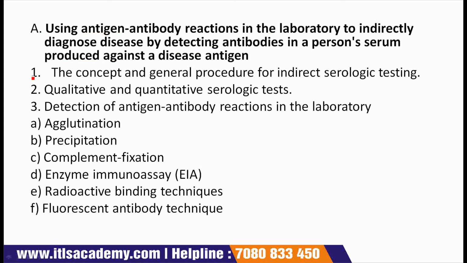First point is the concept and general procedure for indirect serological testing. As stated in the introduction to serological testing in the previous exercise, indirect serologic testing is the procedure whereby antibodies in a person's serum, being made by the individual against an antigen associated with a particular disease, are detected using a known antigen.